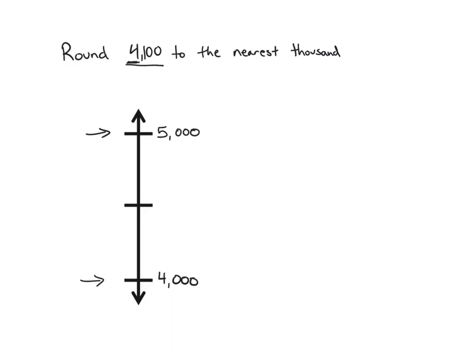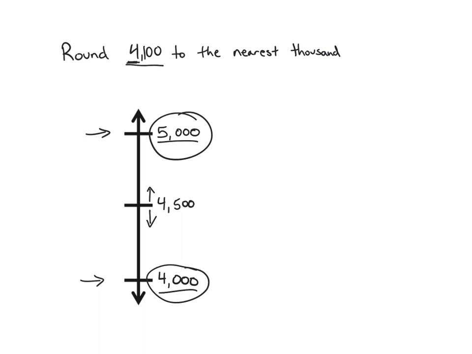So to determine which number we're going to round to, we need to find which one it is closer to. And to help us do this, we are actually going to find the midpoint between 5,000 and 4,000. So if we cut the distance between 4,000 and 5,000 in half, we end up with 4,500. So if the number that we're rounding is above 4,500, we're going to round to 5,000. But if it is below 4,500, we're going to round to 4,000.